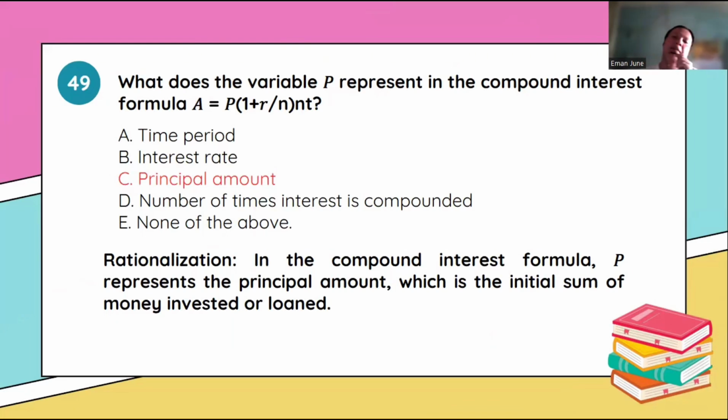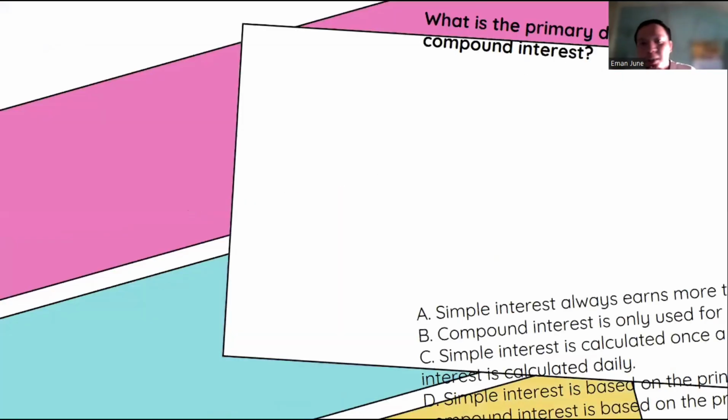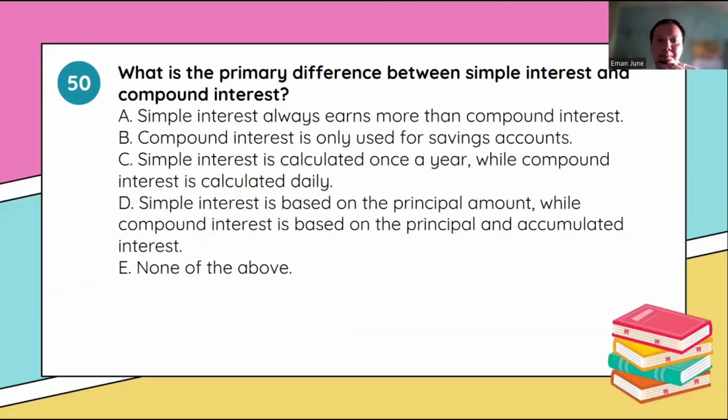So there, we have the rationalizations. In the compound interest formula, P represents the principal amount, which is the initial sum of money invested or loaned. So the answer for number 49 is that P represents the principal amount. And now, for the last number, we have question 50.